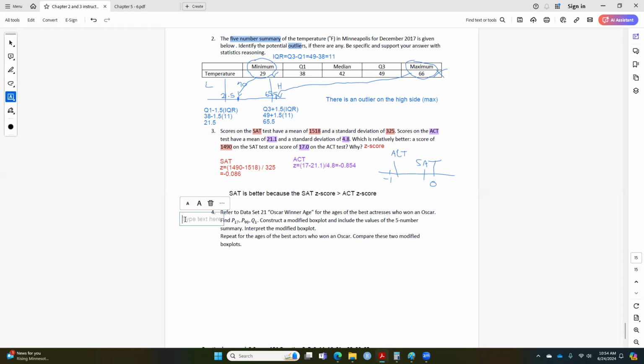All right, so now we're going to do question 4. This is coming up in your test, so I want you guys to pay close attention here. Make sure, this is definitely coming up in your test.